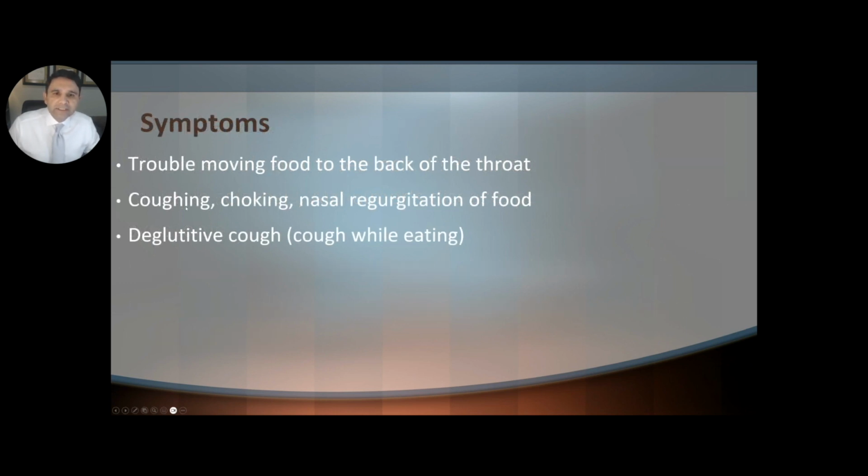The symptoms are that the patient is going to have trouble moving food to the back of the throat. The patient is going to have coughing, choking, or nasal regurgitation of food, or the patient is going to have deglutitive cough, which is the patient having a cough while eating.